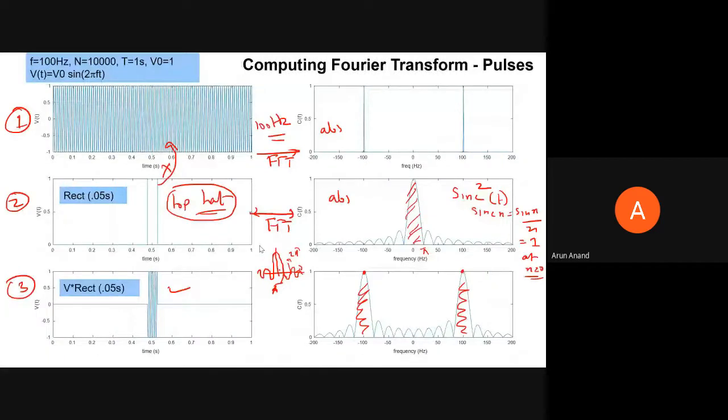I want to show you how, as you broaden the width of your rectangular or top hat function, the spectrum gets narrower and narrower. Anyway, you can try that out yourself. In fact, I'll send you the codes.